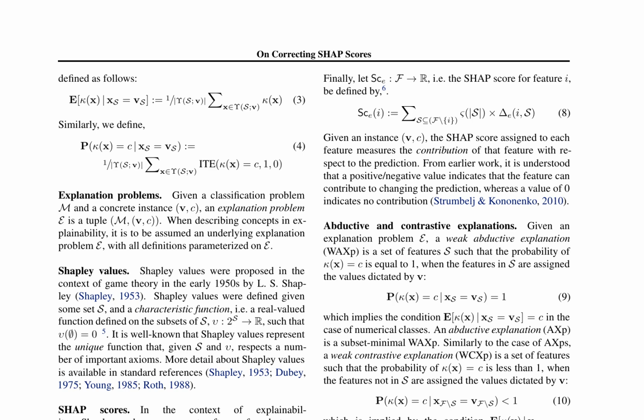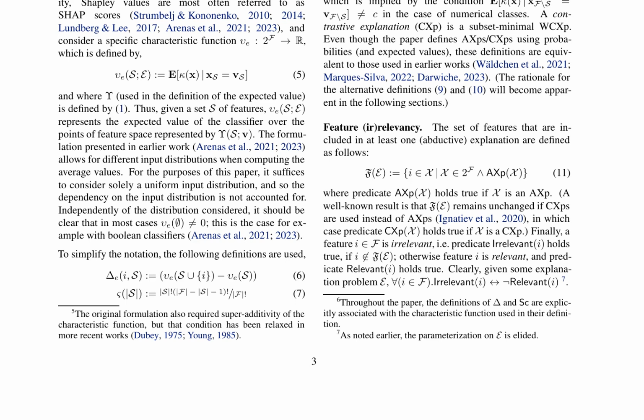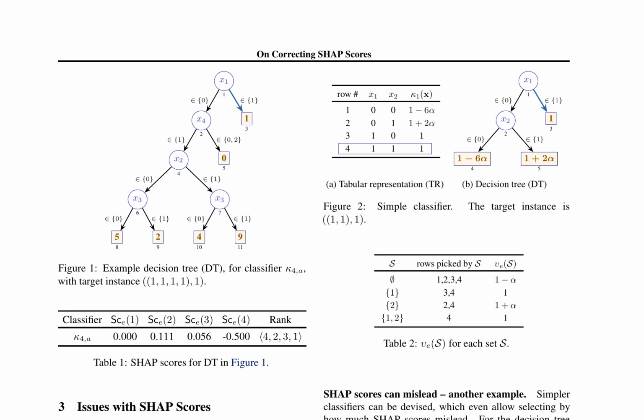The paper discusses the limitations of SHAP scores, a widely used technique for explaining machine learning models. It presents two examples of classifiers where SHAP scores can mislead about the importance of features. In the first example, a decision tree classifier is used with a target instance (1, 1, 1, 1, 1). The computed SHAP scores indicate that feature 4 has the largest absolute SHAP score, despite feature 1 being the only feature that influences the prediction.